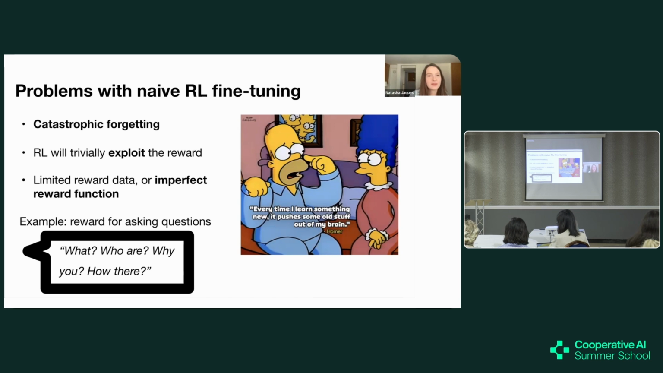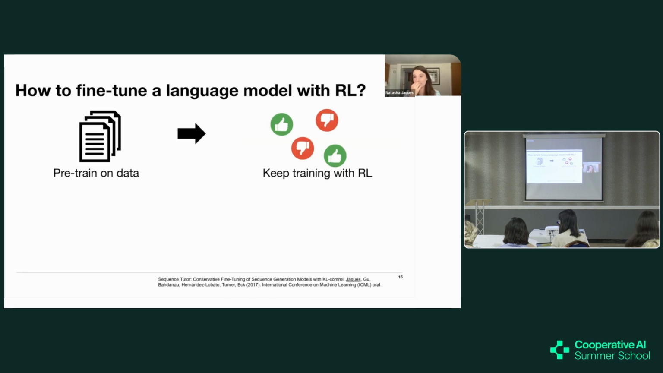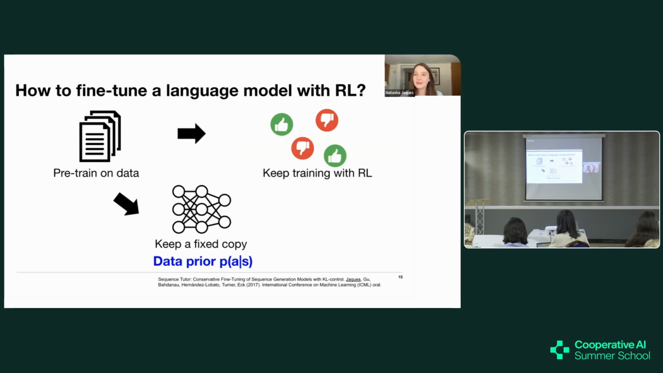This is an issue. So what you could do, instead of doing this naive fine-tuning approach where you pre-train on data and then just keep training with RL immediately, is you can keep a fixed copy of your model that was trained on data around. And we're going to call this basically a data prior. So this is giving you the probability of a particular action, i.e. word or token, given the conversation context. And what you're going to do is use this data prior to constrain your RL updates.